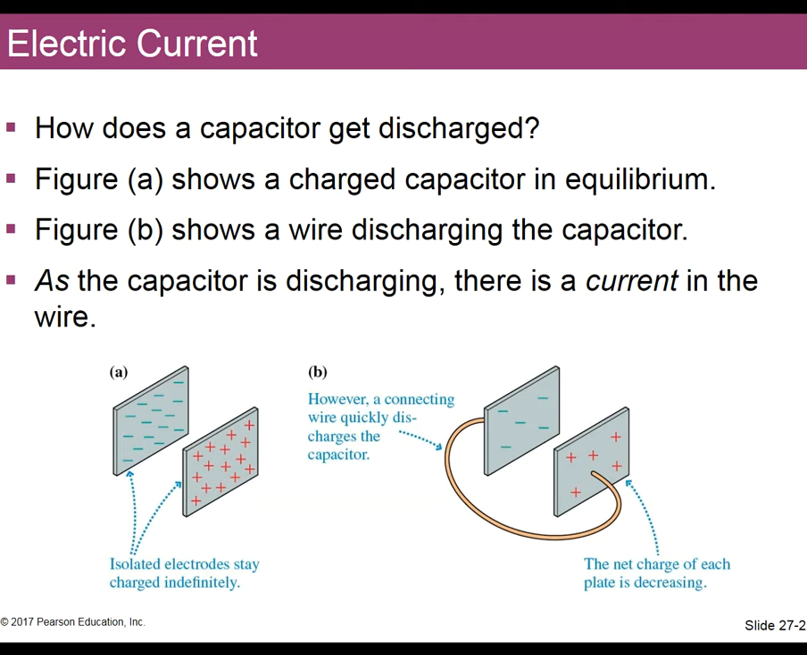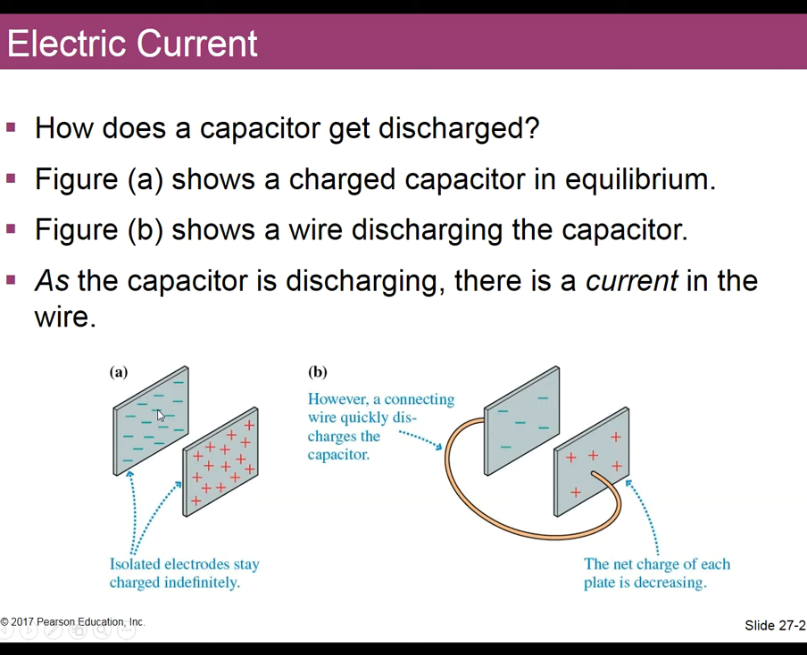So we've talked about charging up a capacitor, and we might wonder, how does a capacitor actually get discharged? So the figure here on the left, figure A, shows two plates of a capacitor, and if we have them isolated from each other, a plus and a minus charge, we'll have an electric field in between them. And we're getting good at being able to understand the relation between the amount of charge that might be on here, the electric field, and the voltage.